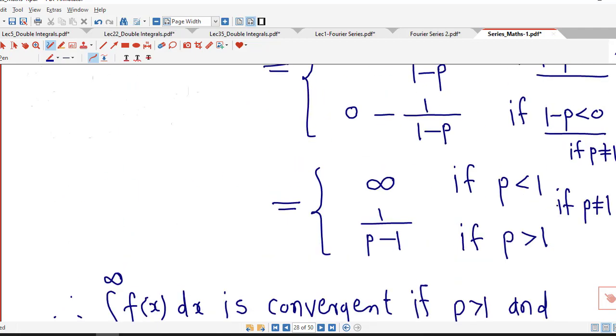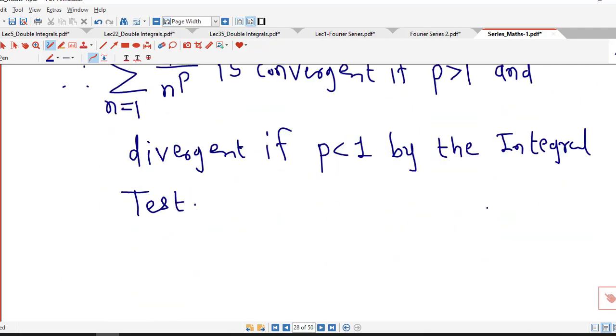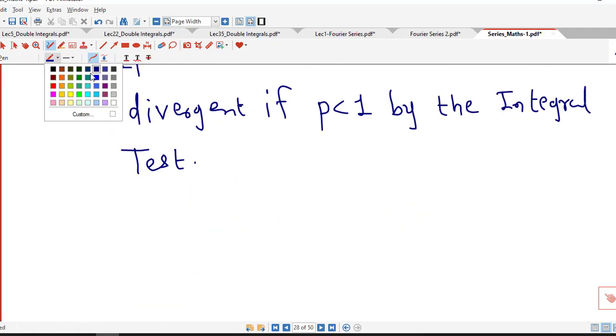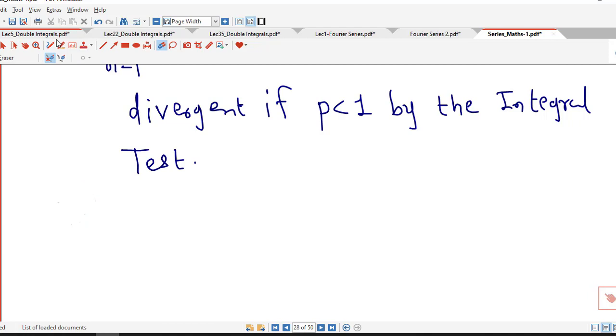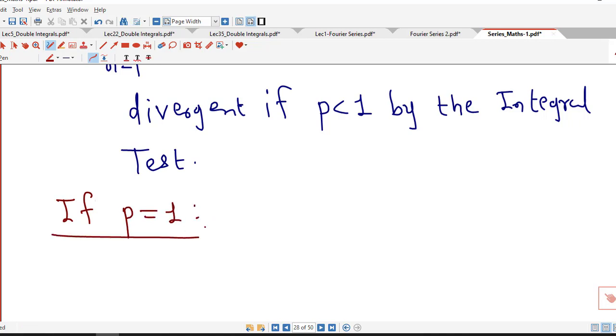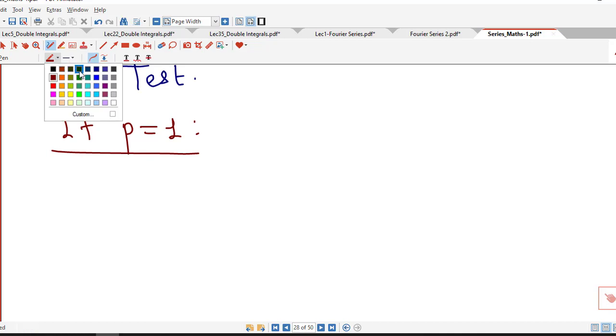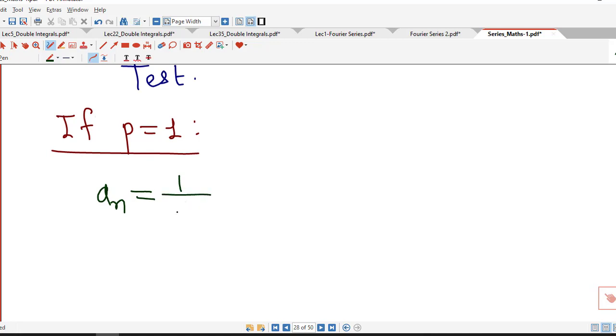Now we have to discuss p equal to 1, because all these things are not valid for p equal to 1. So we discuss p equal to 1 separately. If p is 1, then our nth term is 1 over n raised to p, that is 1 by n, and f(x) is 1 by x, x in 1 to infinity.